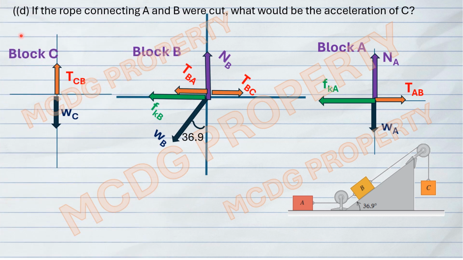Okay, next is, what if the rope connecting A and B were cut? What would be the acceleration of block C? So here, the connection between A and B were cut. Therefore, block C will be accelerating.